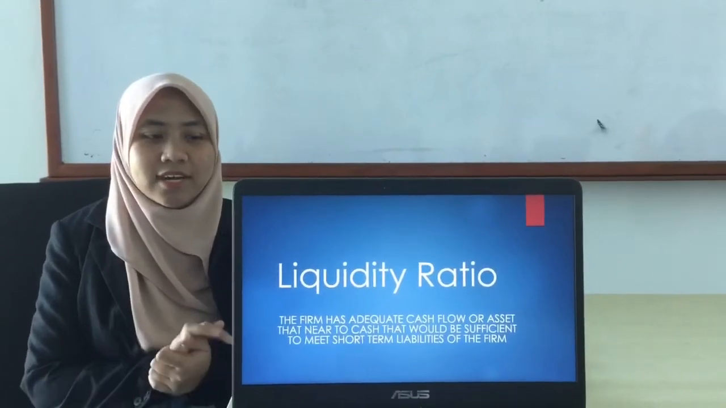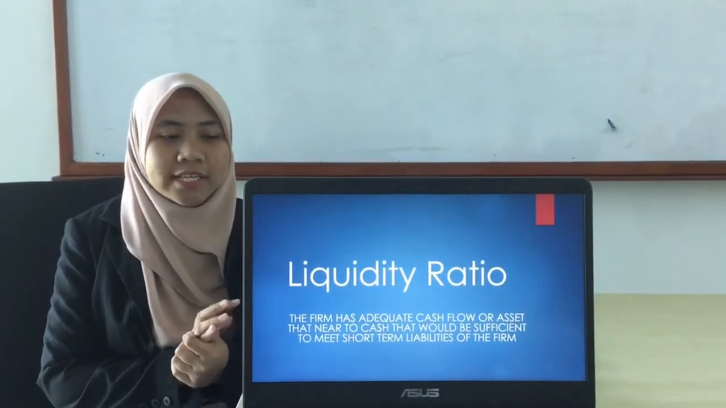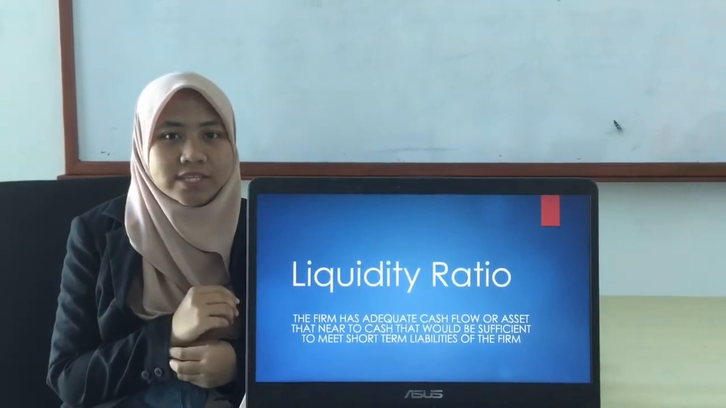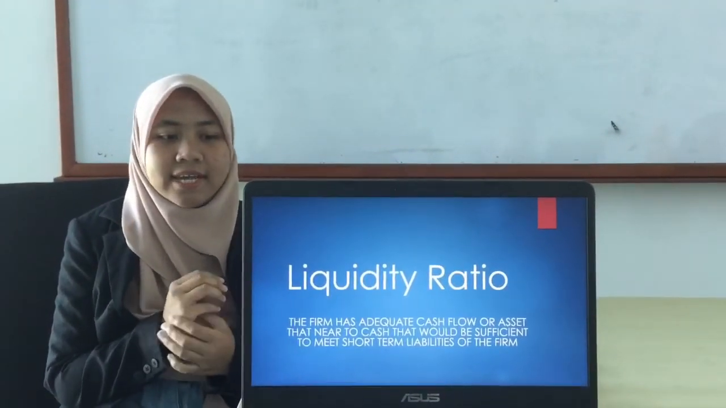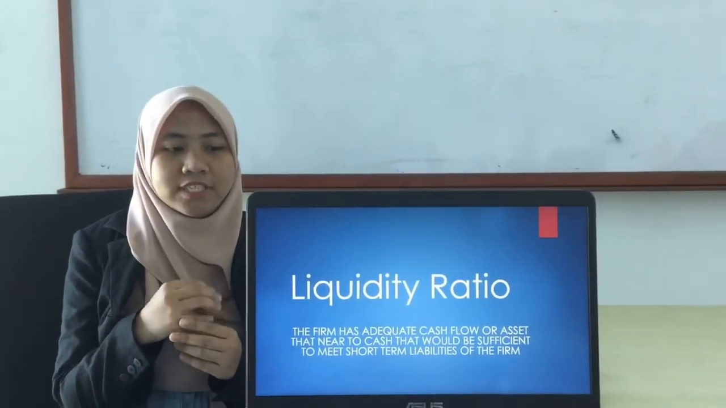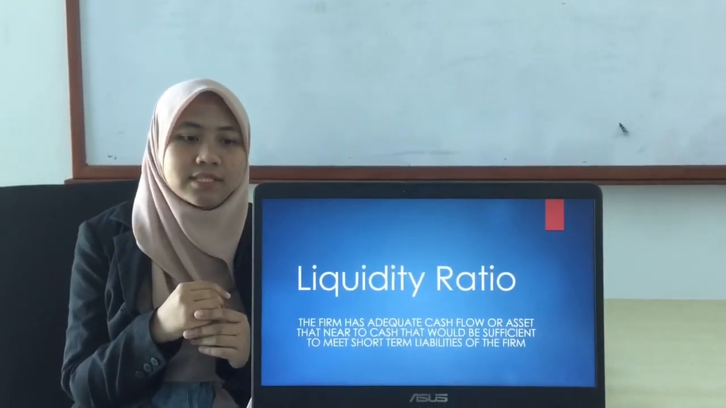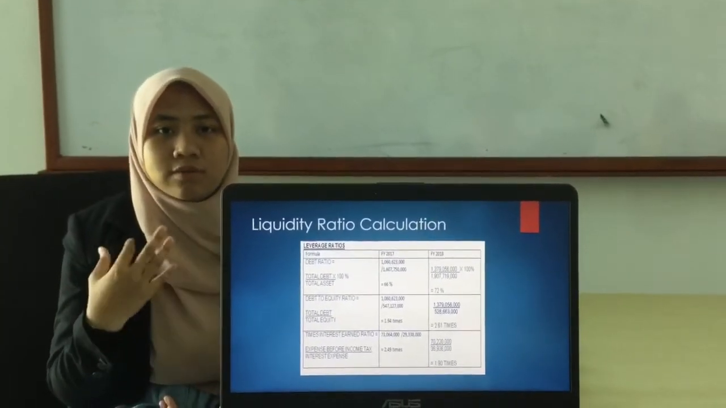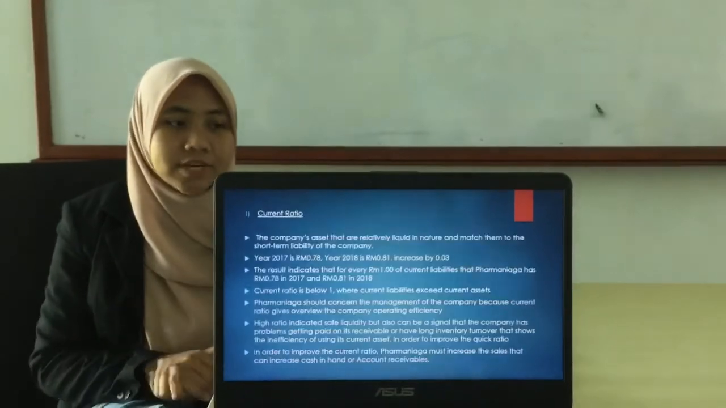Okay, I will proceed with the liquidity ratio. At first, the liquidity ratio is defined as answering the question of whether the company has adequate cash flow or assets near to cash that will be sufficient to meet the short-term liabilities of the firm. The liquidity ratio consists of three ratios. The first one is the current ratio.